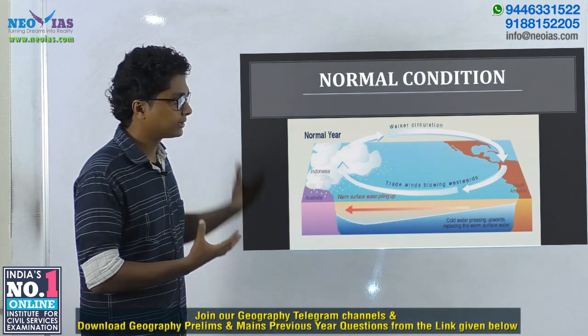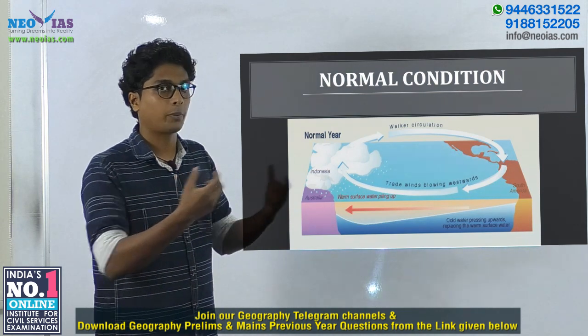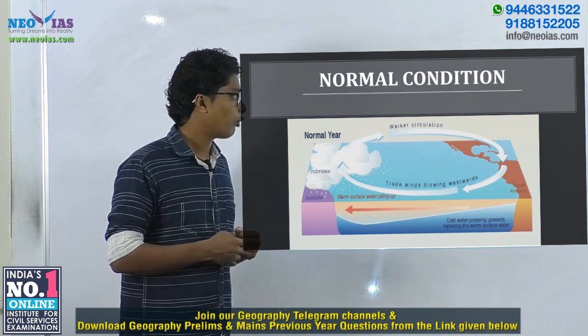Sometimes this term can come in a statement like the Walker circulation will be distorted due to the El Nino or La Nina condition, right? So remember this term, Walker circulation.